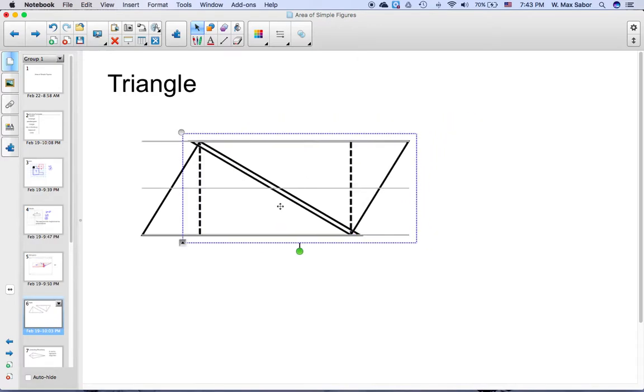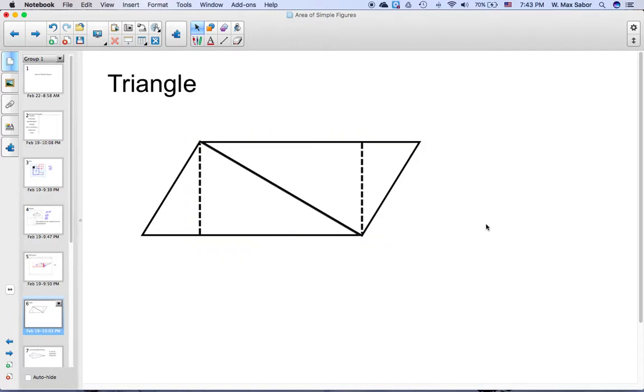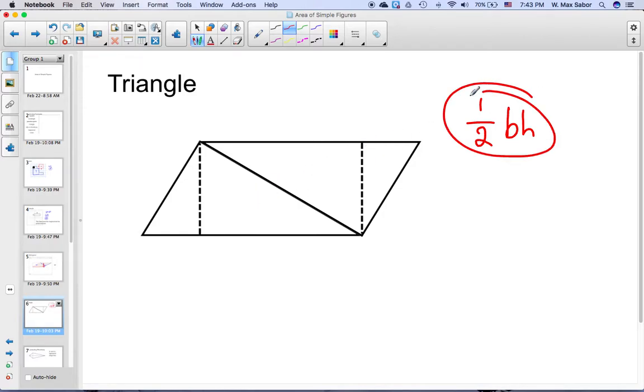A triangle is half of a parallelogram, and I can show you that generally by rotating it around the midpoint of one of its sides. That gives us a parallelogram. For the parallelogram, we already knew it was base times height, but this is 2 triangles, so 1/2 of the parallelogram's area will be the triangle's area.